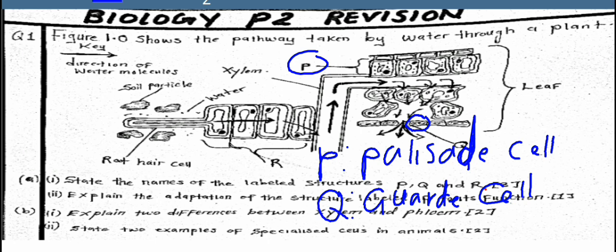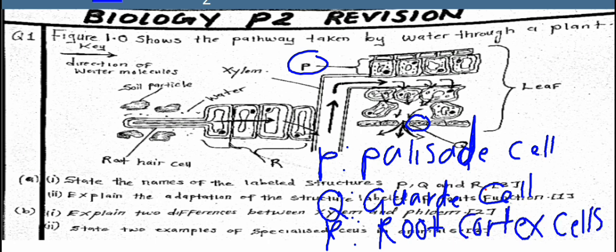Okay. And then as for the last one, which is R, these cells usually start from this point here and end at this point. So they are called the root cortex cells. So we can say root cortex cells. That is the name. So these are the names of the structures labeled P, Q, and R. So now let's try to look at the functions of these.